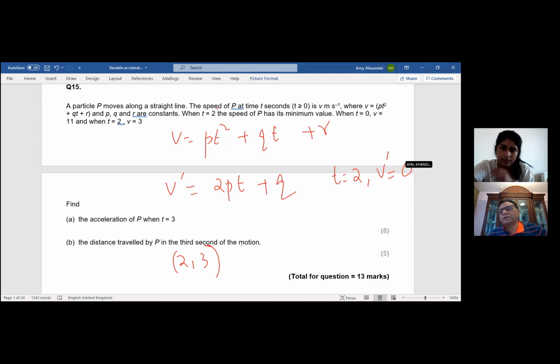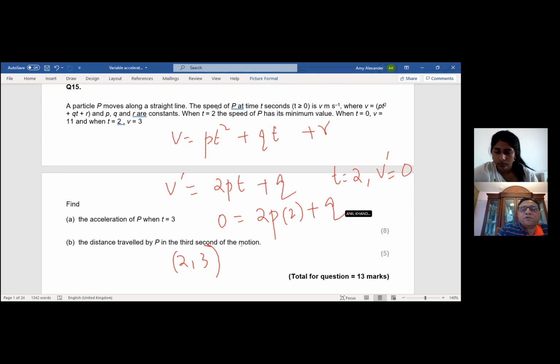Minimum is when it's a critical number. So that gives you one equation. If I substitute t as 2, I get 0 equals 2 times p times 2 plus q. So I get one equation, which is 4p plus q equals 0. Is that clear? So that becomes one of my equations.